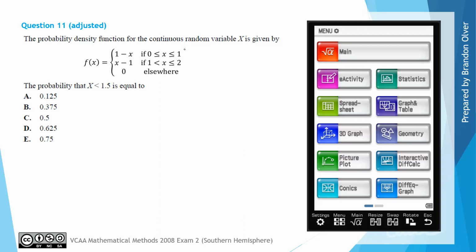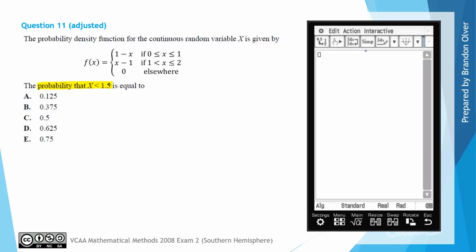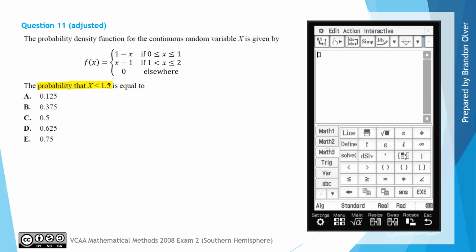So the question goes on to ask, the probability that x is less than 1.5 is equal to one of the following. For this problem, we're going to start by sketching out the probability density function, and I'm going to use a calculator to help do that. On the CAS calculator, go into the main menu. Next, we want to graph a hybrid function, so I can go keyboard, math 3, and there's this little icon here that will allow us to graph a hybrid function.